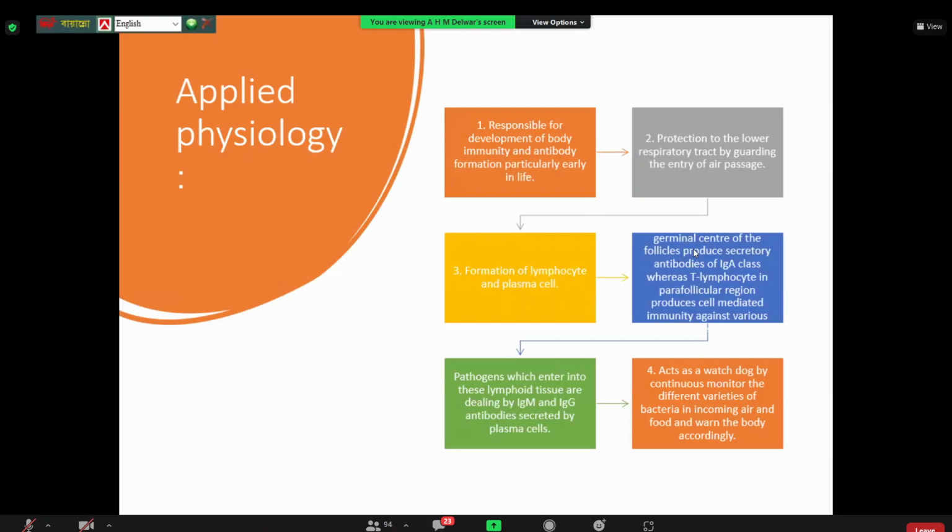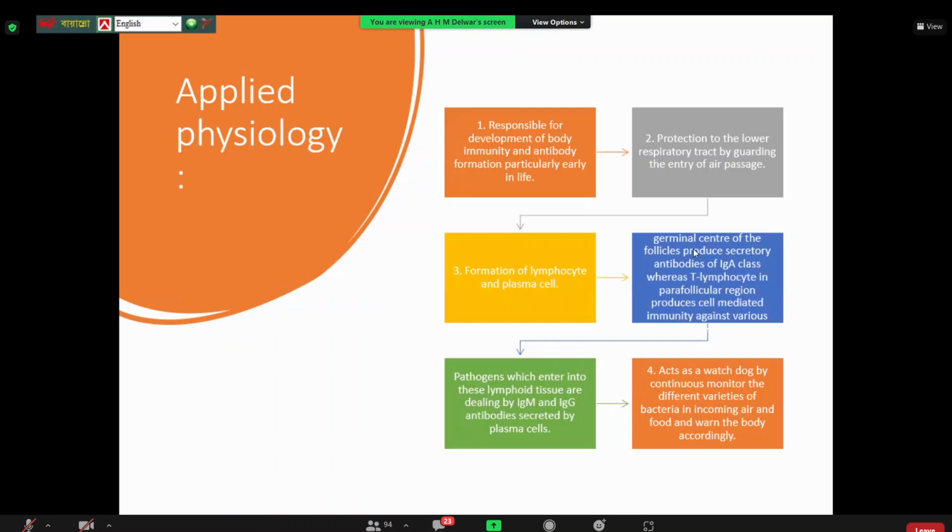So what is the another question? Waldeyer's lymphatic ring. What is the inner ring? What is the outer ring? Another question arises from the teachers. You should know it, and everybody should know it. Waldeyer's ring is the inner ring, and the outer ring is the cervical lymph node.